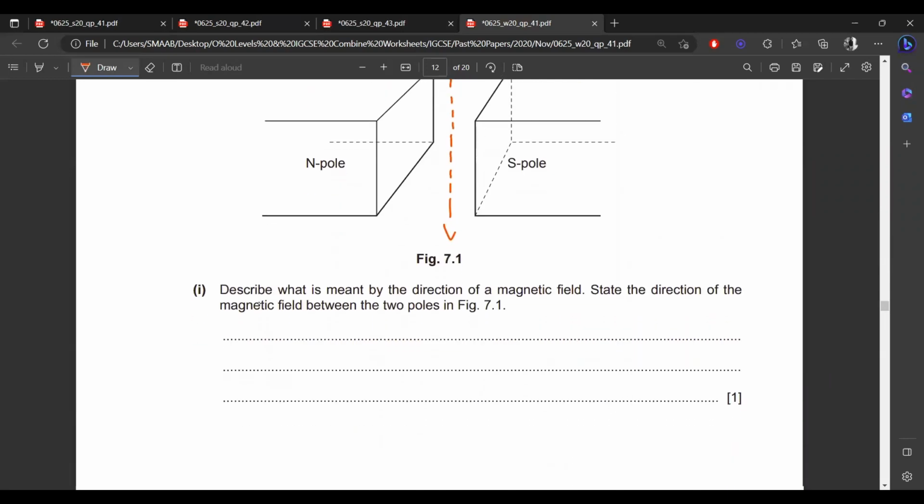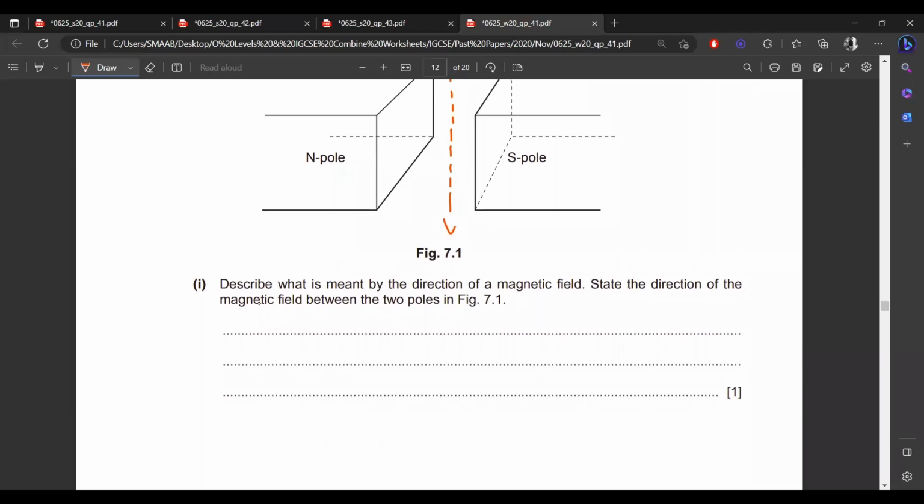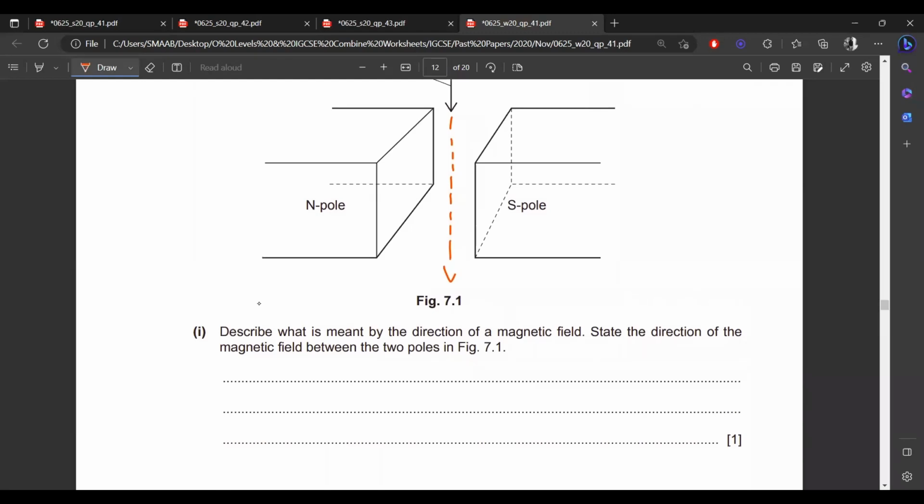Okay. So describe what is meant by direction of a magnetic field. State the direction of magnetic field. So that is simple. What is the direction of magnetic field? North to south. And they are only asking for 1 mark. Describe what is meant by direction of a magnetic field and state the direction of magnetic field. So they are asking 2 questions for 1 mark only. So we just simply mention that the magnetic field directs from north to south pole.